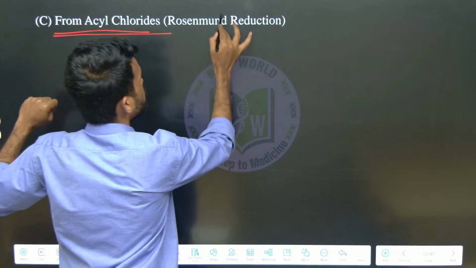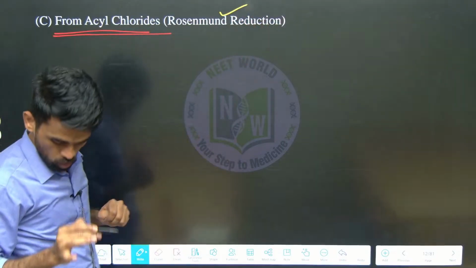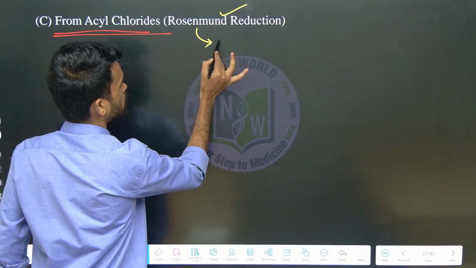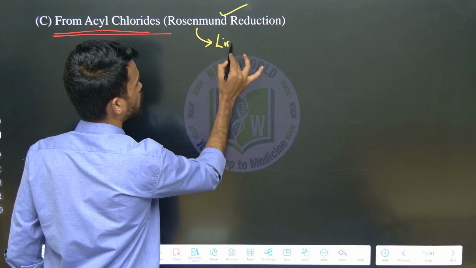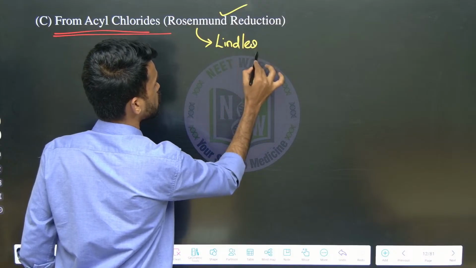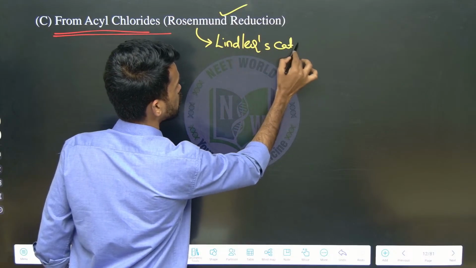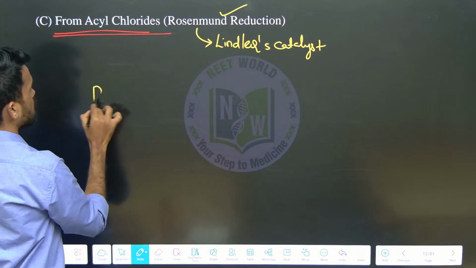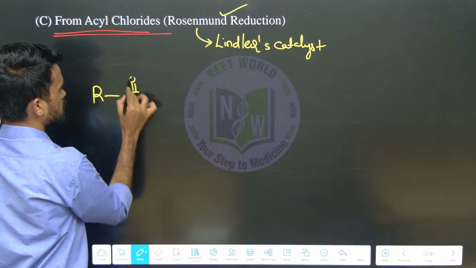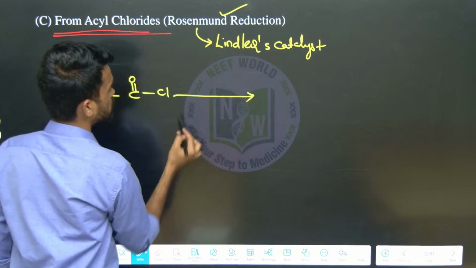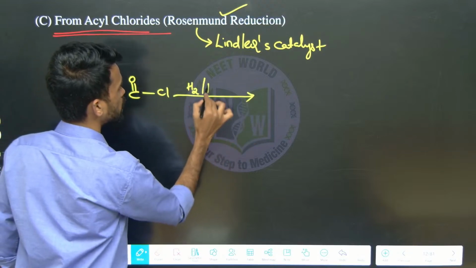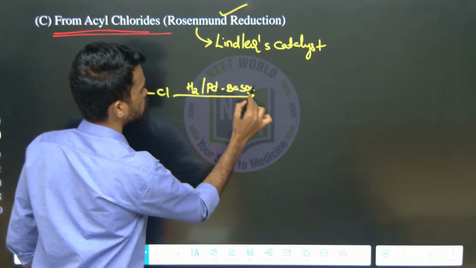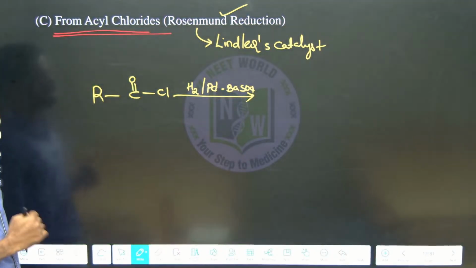We can prepare them using the Rosenmund reduction. What is this Rosenmund reduction? Remember, in the Rosenmund reduction we use a catalyst called Lindlar's catalyst. So, acyl chlorides, like this we have acyl chlorides, upon treating with H2, Pd, BaSO4, or Pd, BaSO4, quinoline also taken.